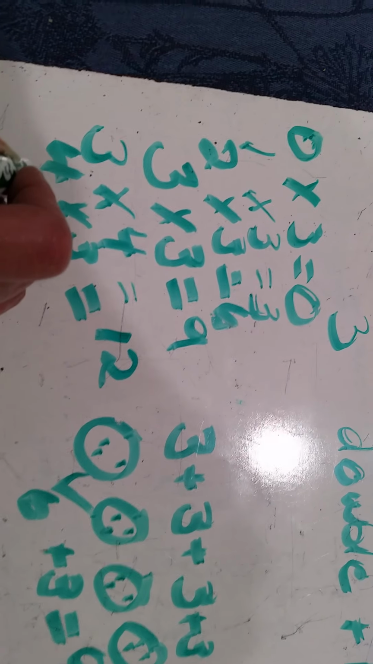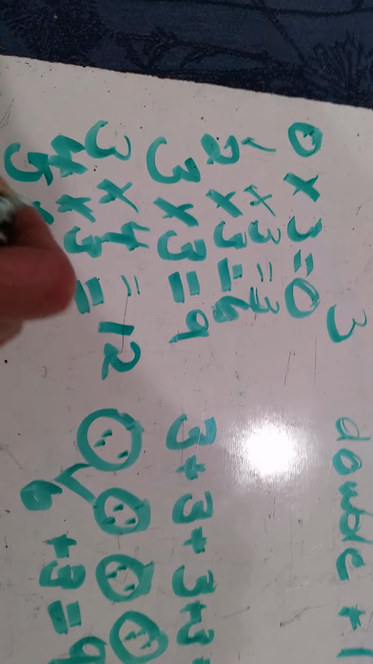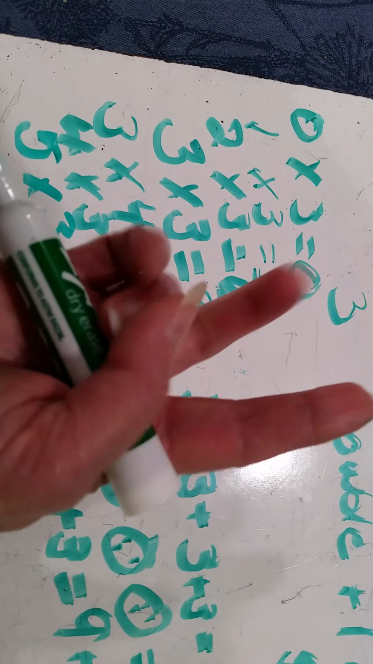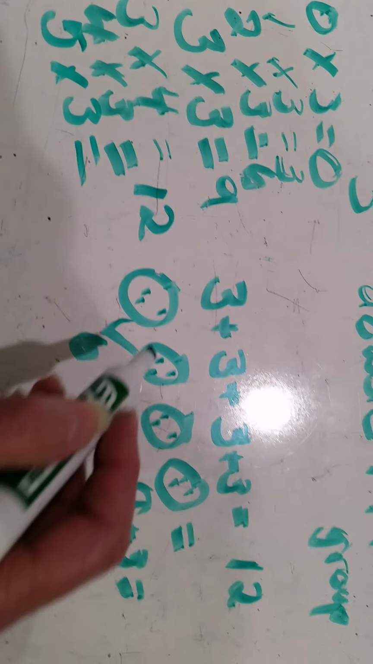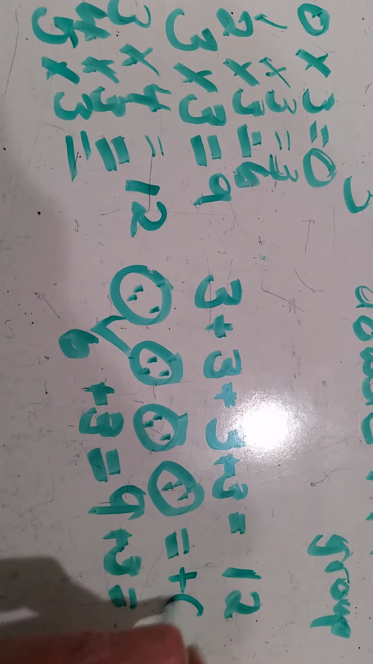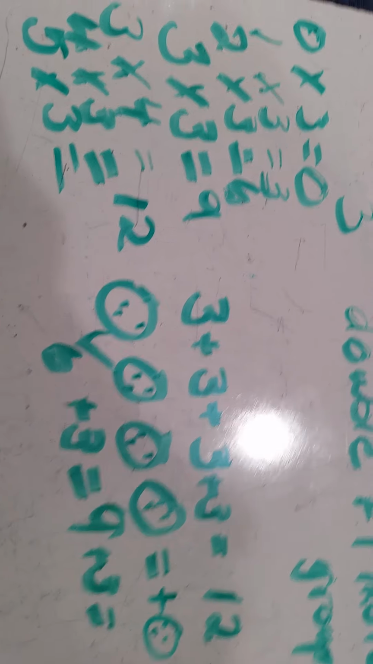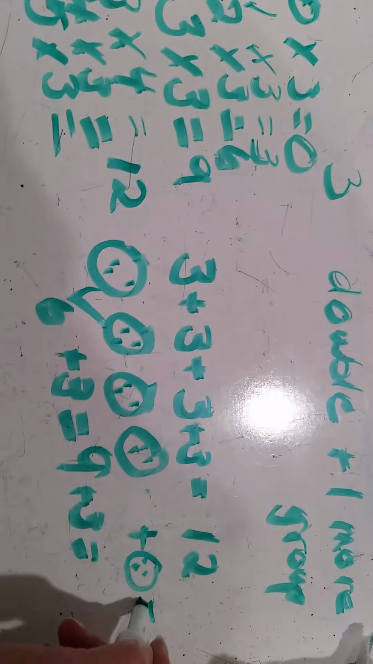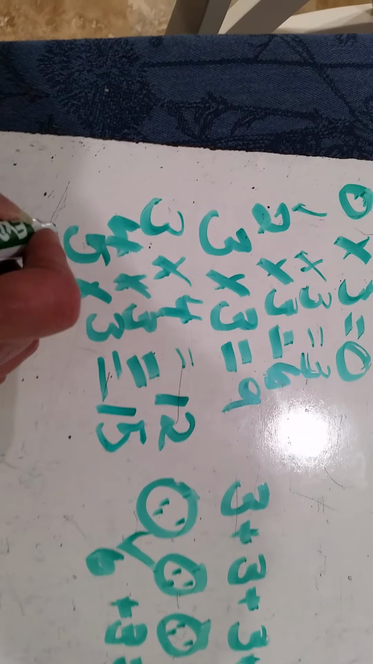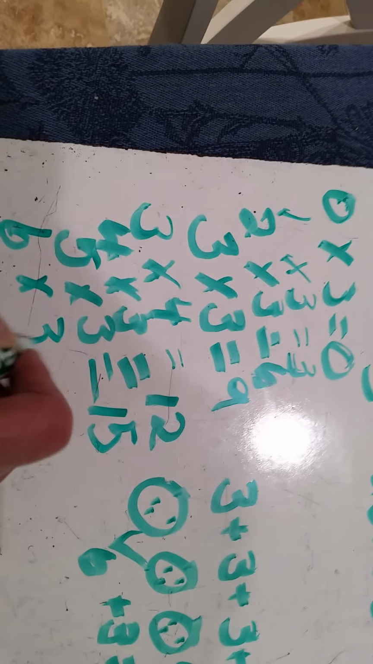Okay? All right, 5 times 3, we're just counting by 5s. 5, 10, 15, or 3, 6, 9, 12, plus one more equals 15. We can multiply by 5s, or we can multiply by 3s, either way. All right, 6 times 3.